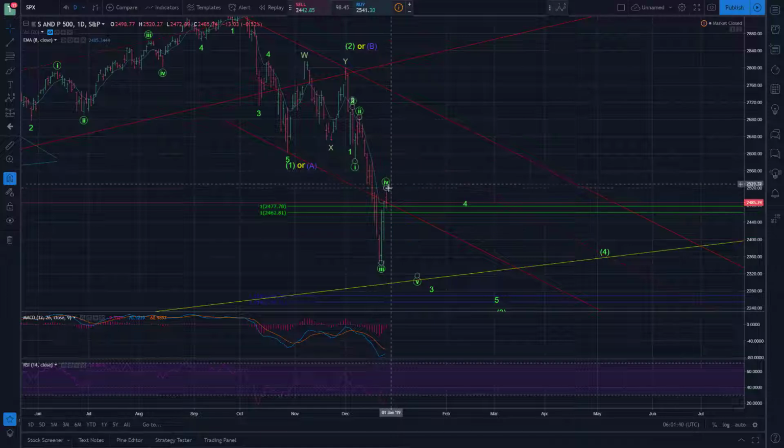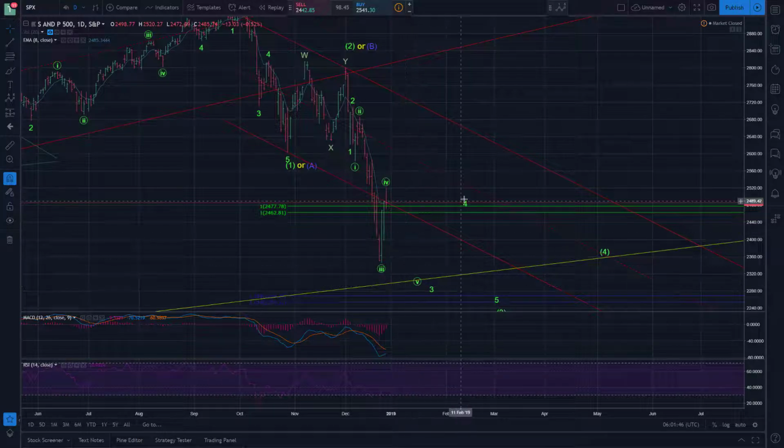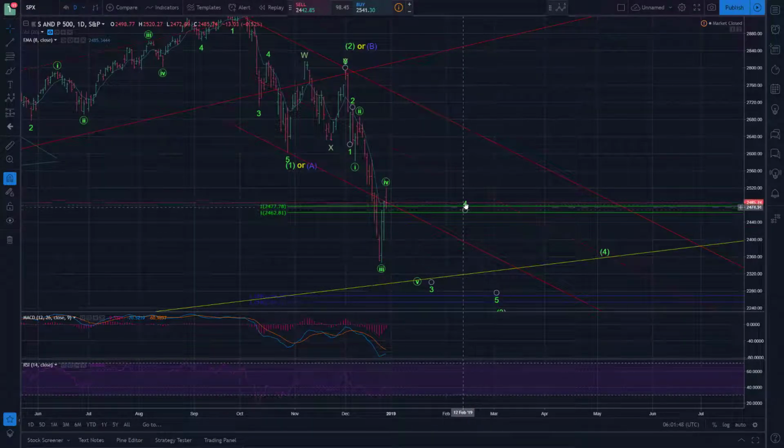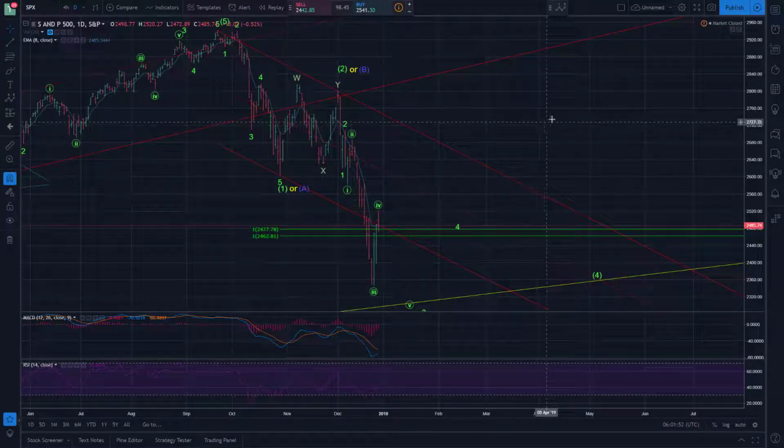So currently, it's still absolutely acceptable to consider this just this very small degree minute wave 4. And if this is the correct interpretation, then we should soon resume a decline in minute wave 5 to complete minor wave 3, and then we'll look for a larger minor wave 4 rally. So that's kind of how I'm currently working this.